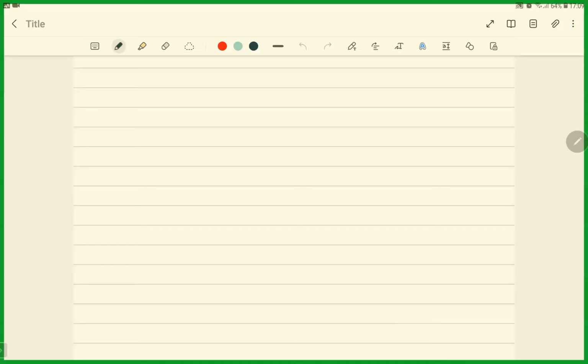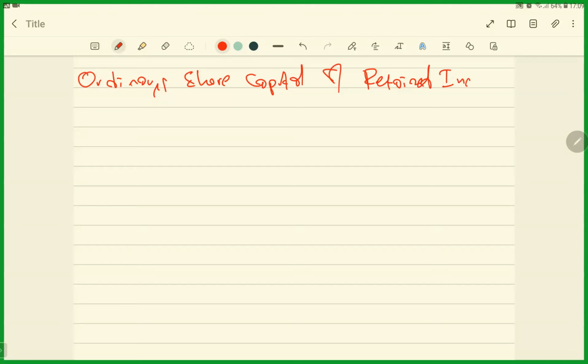Okay, so our focus for today will be ordinary share capital and retained income. Ordinary share capital and retained income. Okay, just to provide you with some background information.